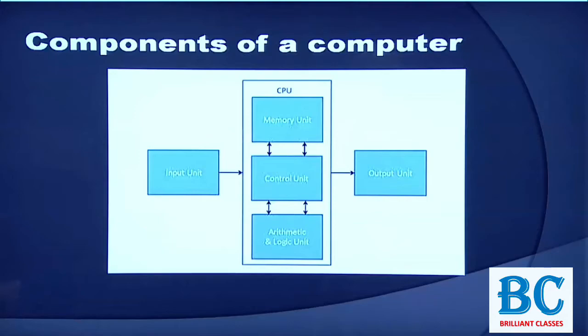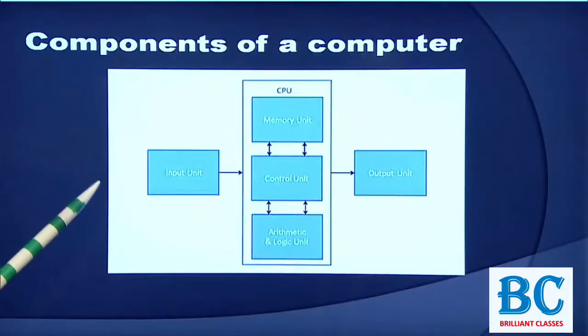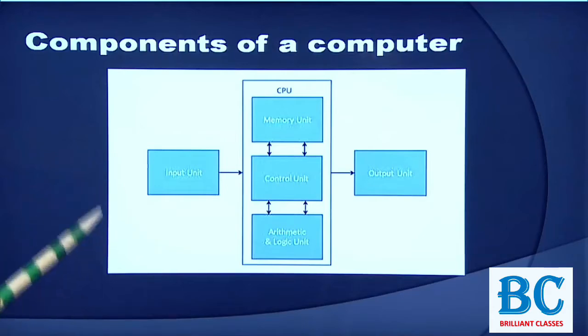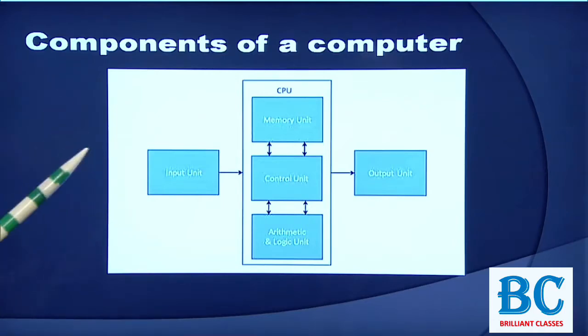CPU itself has got many parts: the memory unit, the control unit, the arithmetic logical unit. Next we have the output unit. The output unit is a device which will actually display the result after the computer processes the data using CPU. So, the output unit will convert the computer understandable data into human readable form and will display it on the output devices.